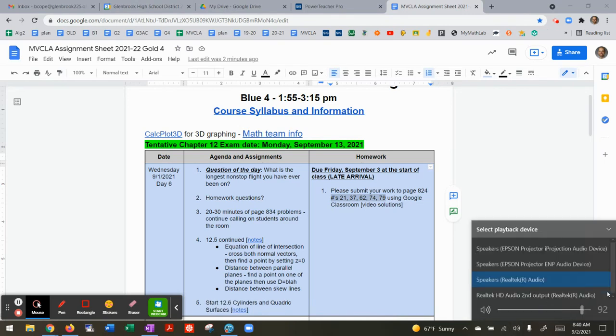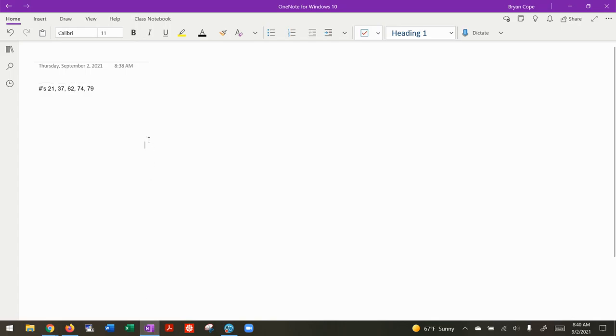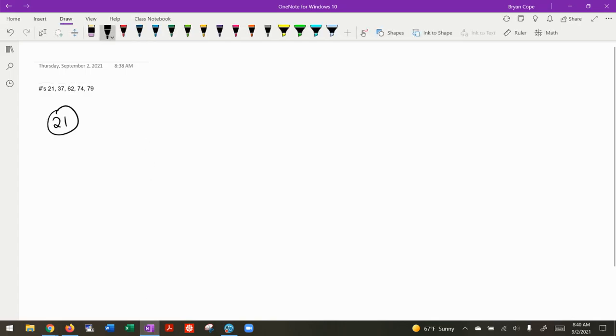Hey everyone, we're going to take a look at the homework problems that are due on Friday. So we'll start with number 21, and it asks us to determine whether the two lines are parallel, skew, or intersecting. If they intersect, find the point of intersection.